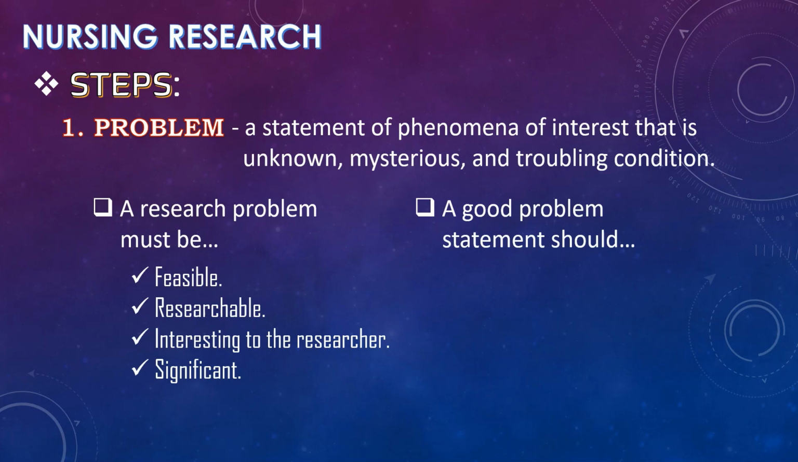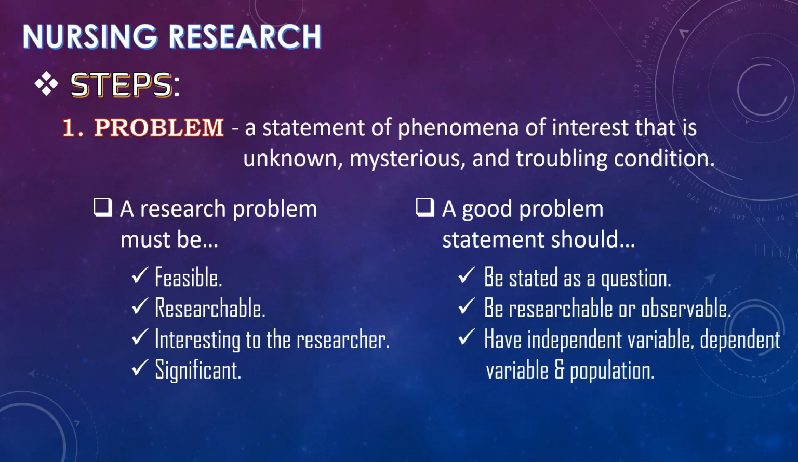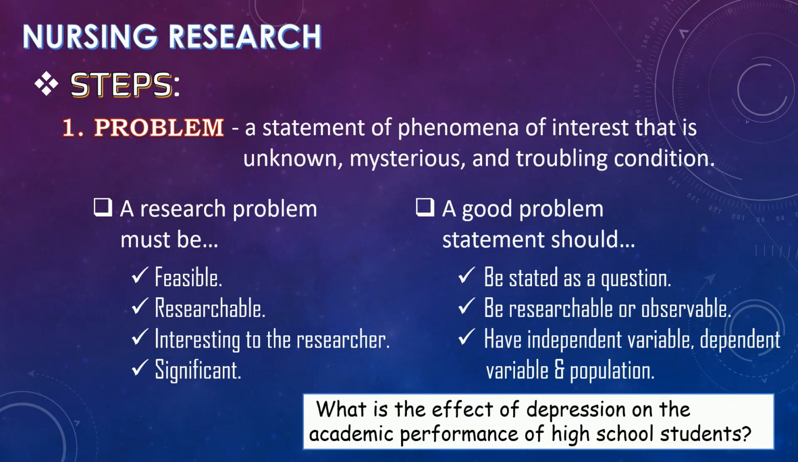A good problem statement should also be stated as a question. Be researchable and observable. And finally, have independent variable, dependent variable, and population. For example, what is the effect of depression on the academic performance of high school students? Depression is the independent variable. Academic performance is the dependent variable. And high school students are the population.